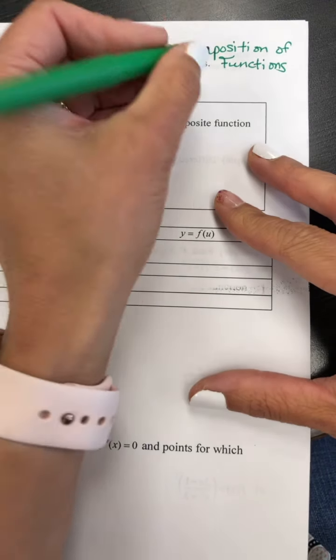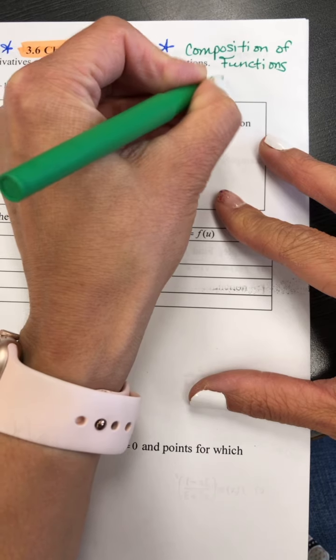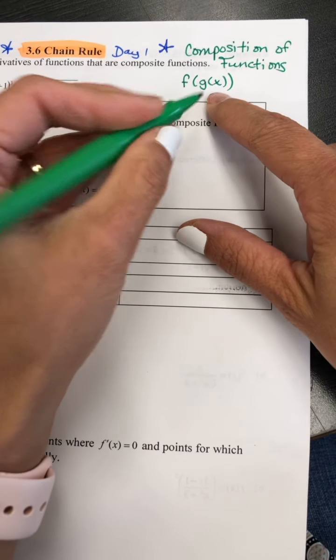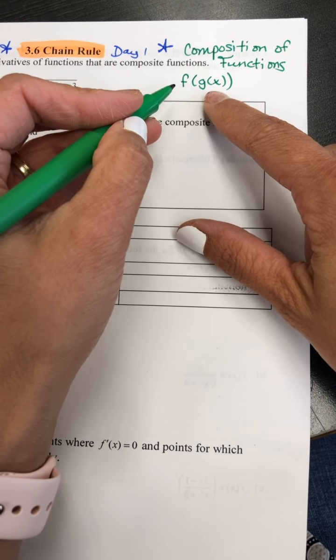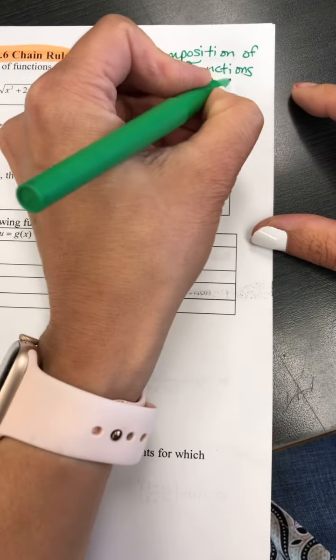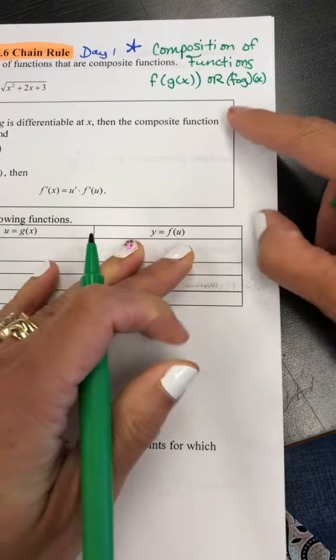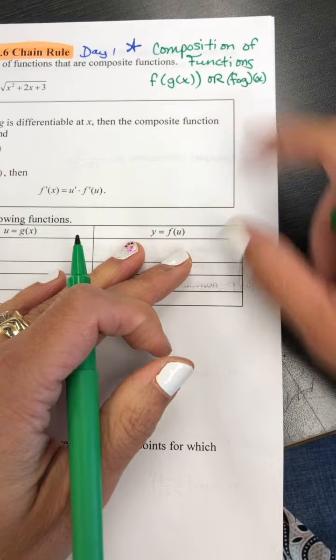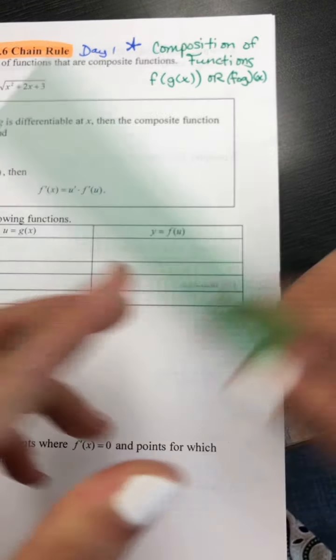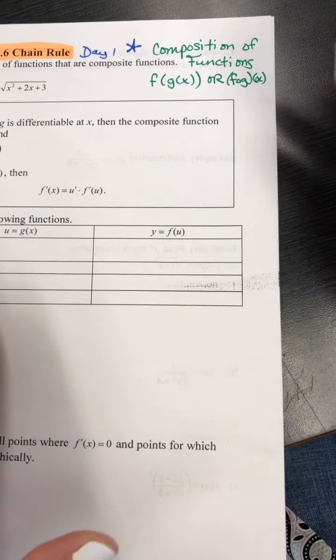So you've seen it look like this, f of g of x, where you substitute a g of x function into the f of x function, so plugging one function into another. Or sometimes you see it as f circle g of x, which means the same thing, f of g of x. So you've seen it in those two formats. You saw it in Math 3 a little bit, and you also saw it in Math 2. That's where you learned it.